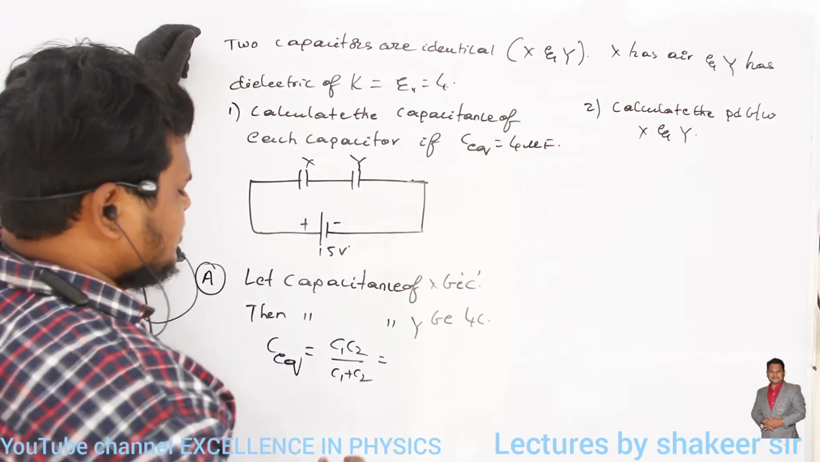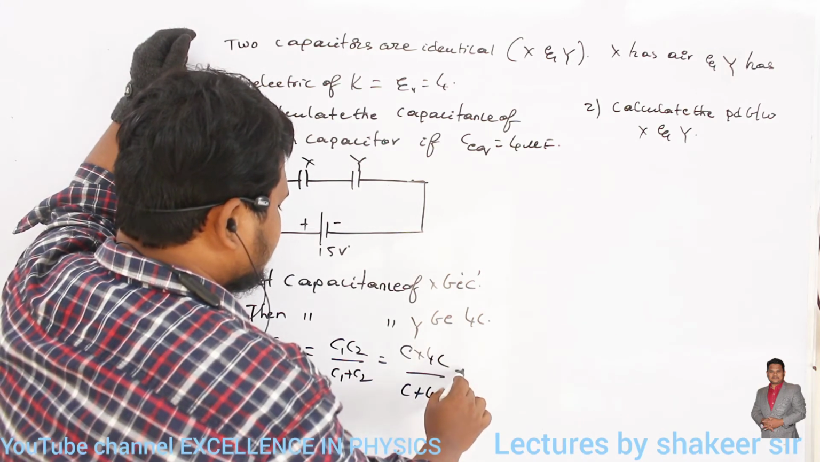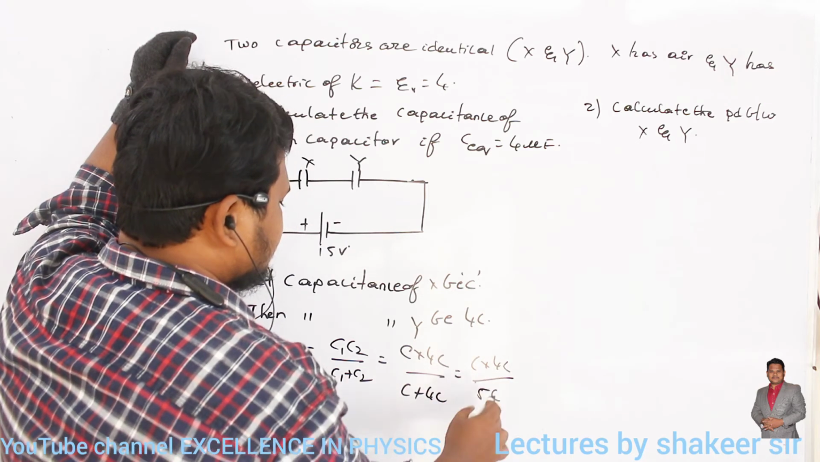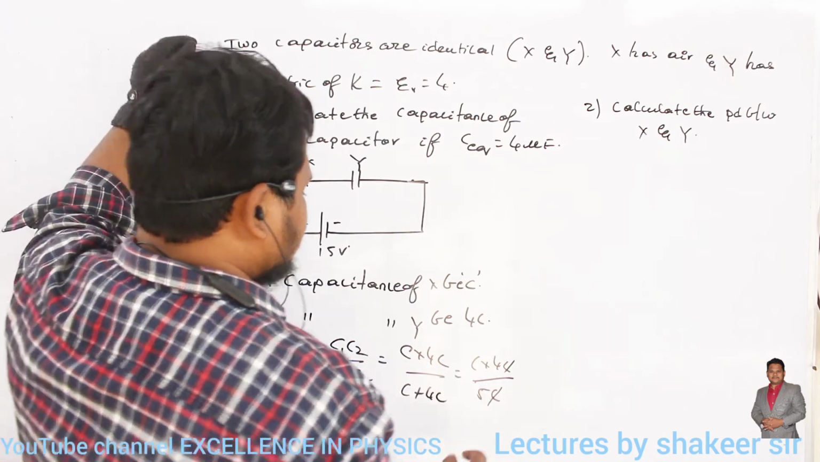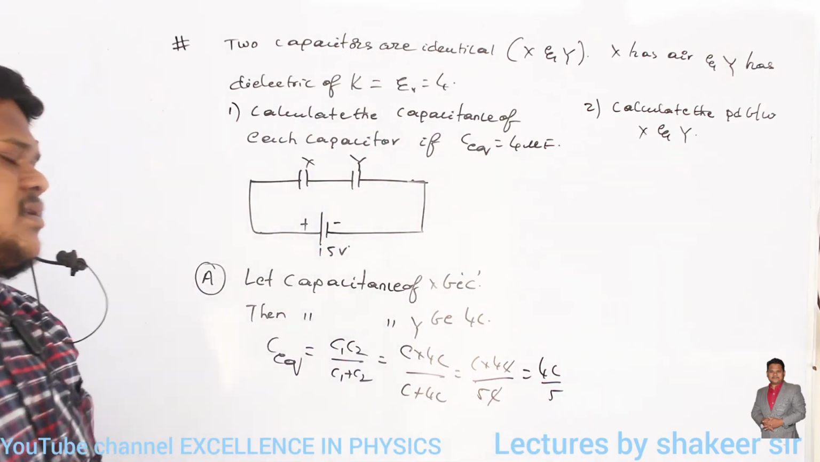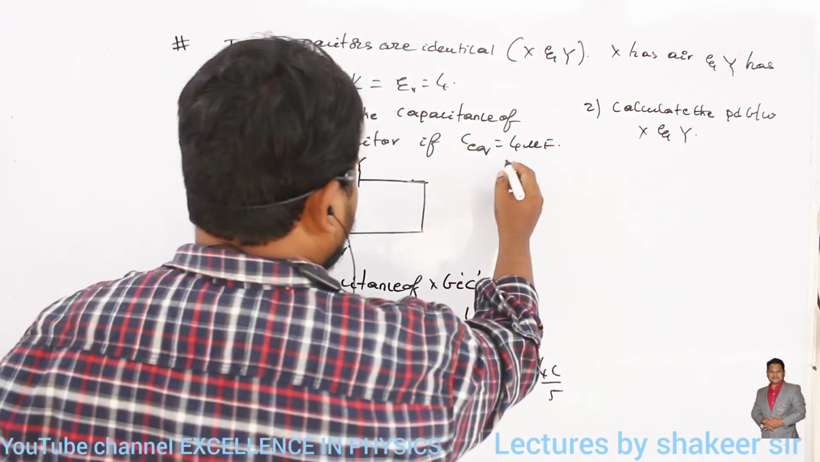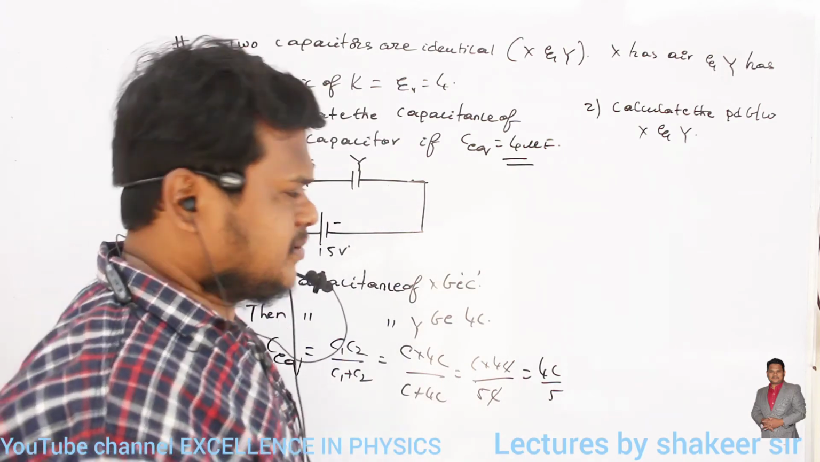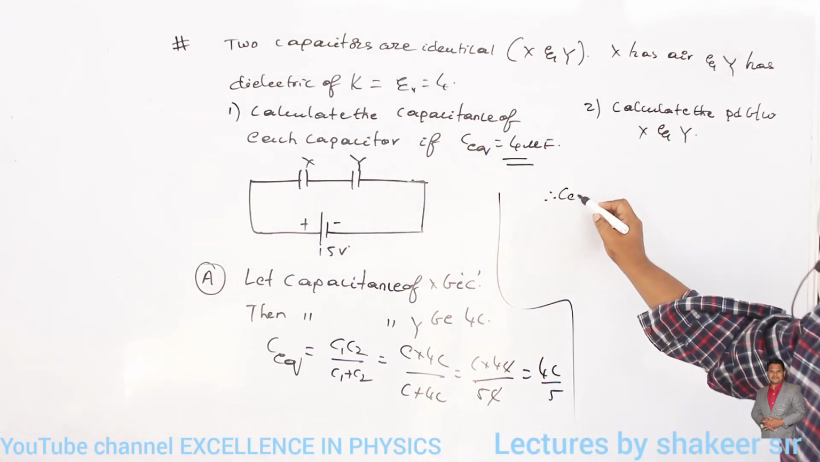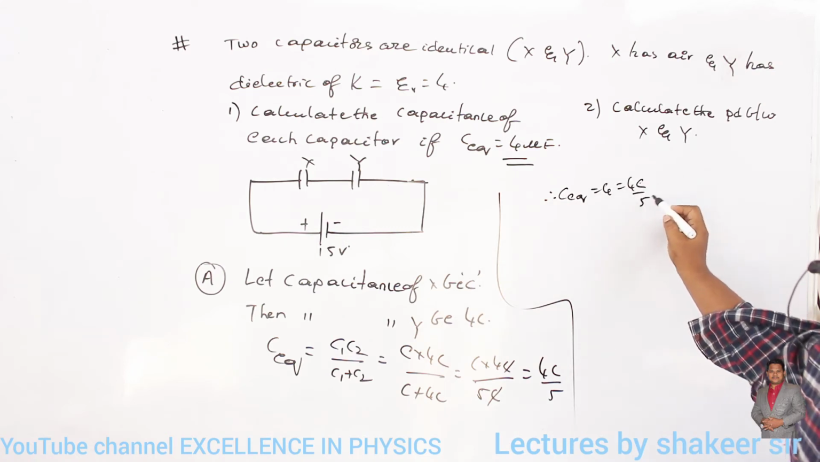So C into 4C divided by C plus 4C, so C into 4C divided by 5C. C gets cancelled. So it is 4C divided by 5. That is the total equivalent capacitance. And the equivalent capacitance he gave is 4 microfarads already. So substitute here: C equivalent is 4, equals 4C divided by 5.